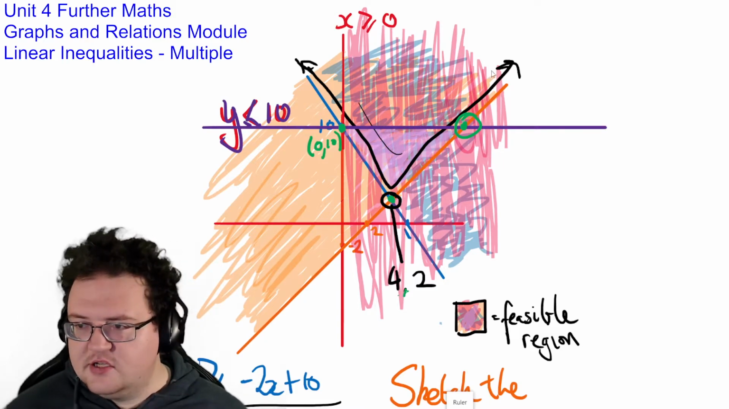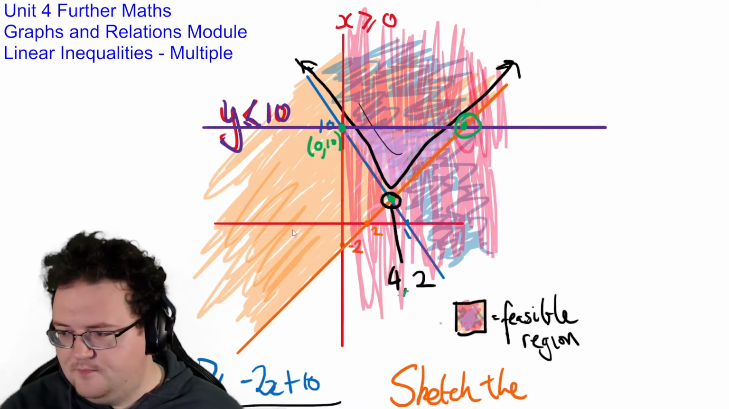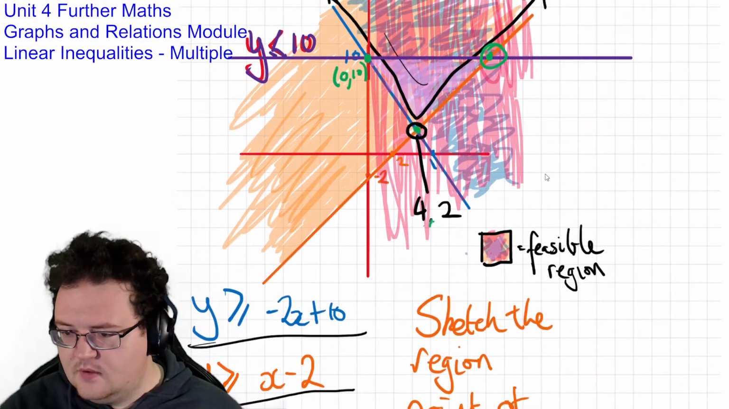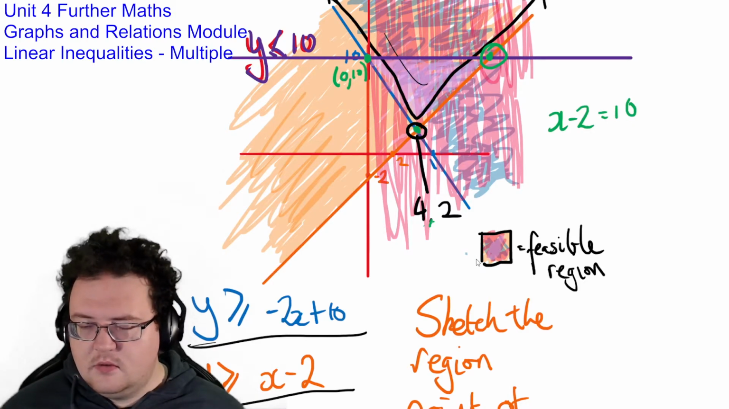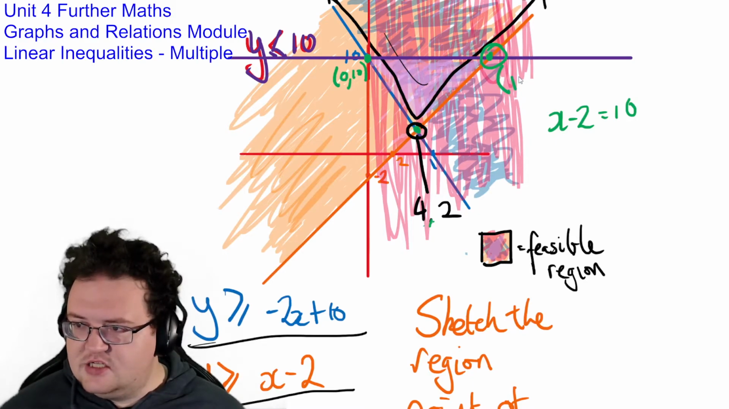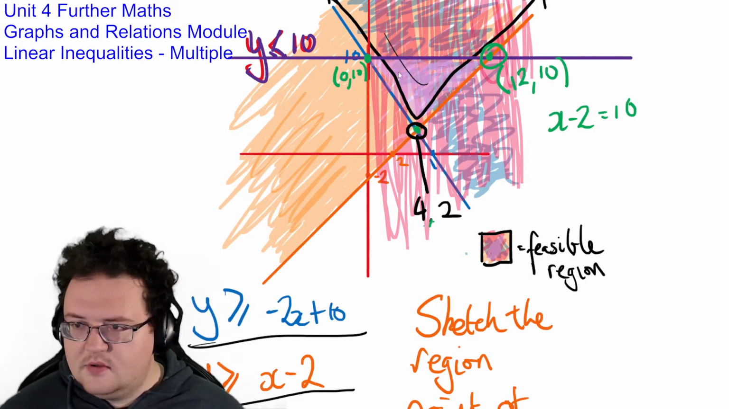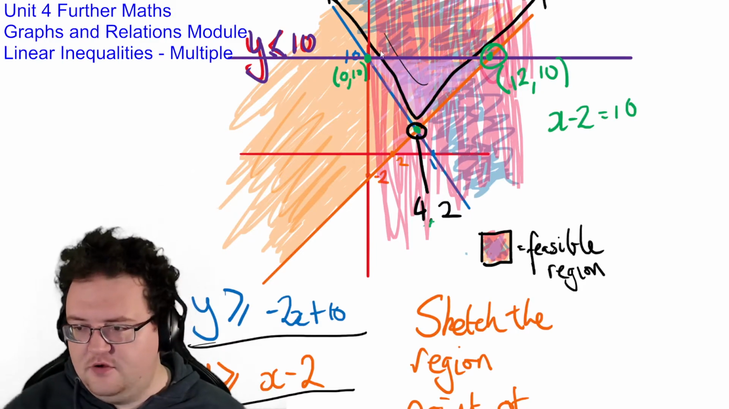All right, so I've got an orange line here and I've got a purple line here. So when do the orange line and the purple line intersect with each other? So when does x minus 2 equal 10? That's obviously at 12. So this point here is 12, 10. So anywhere inside this boundary here is the area that I care about, and that's the area that I'm going to use.